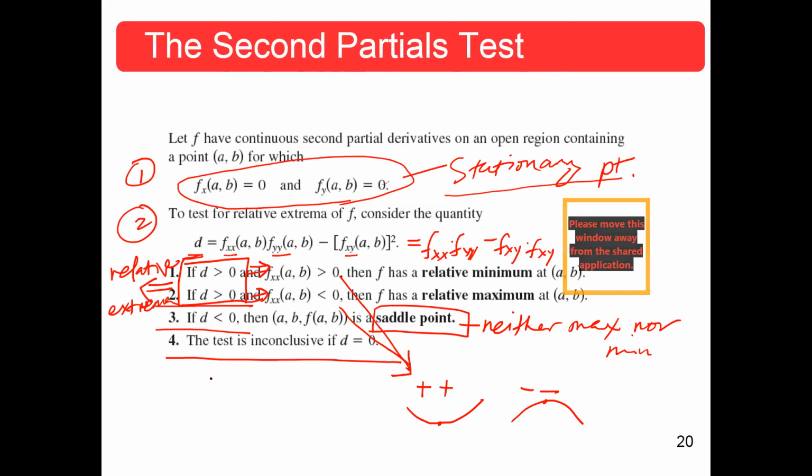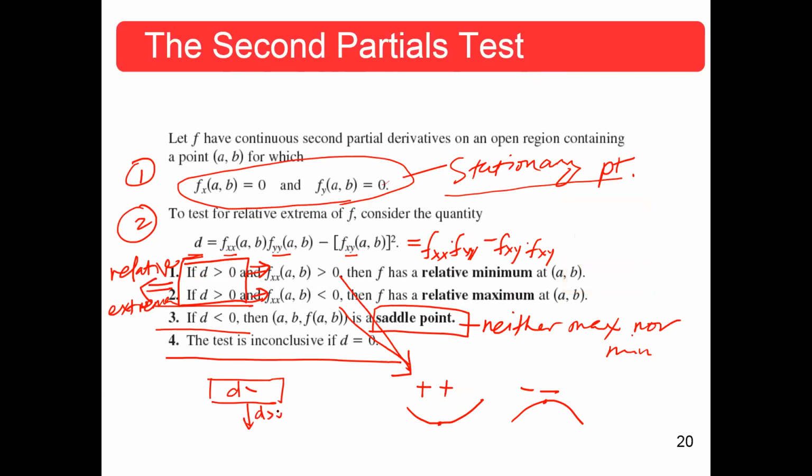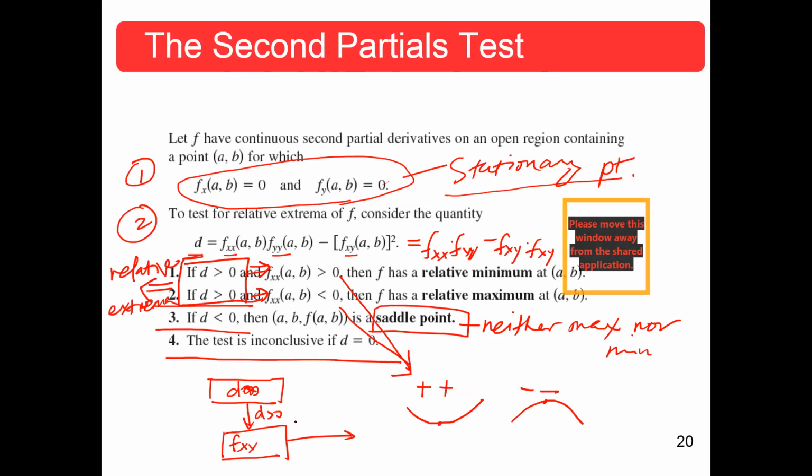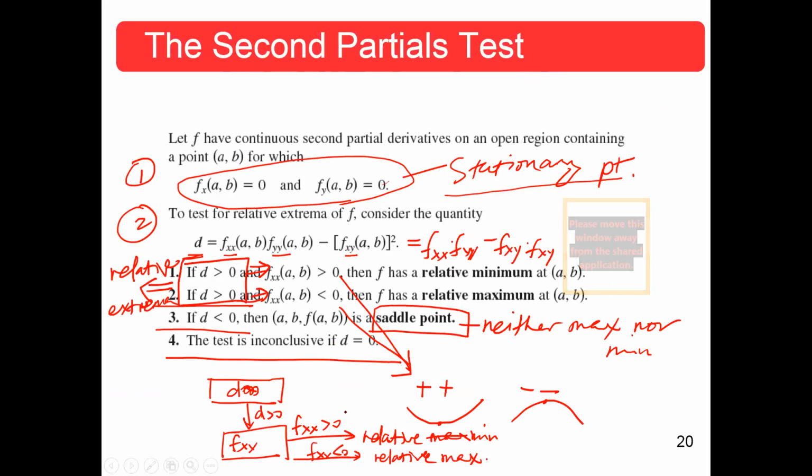So the idea is, if you do a flow chart, first of all, you calculate D. Now, if D is greater than 0, then you go ahead and check fxx. If fxx is greater than 0, then it's a relative min, my bad, relative min. If fxx is less than 0, then it's a relative max.